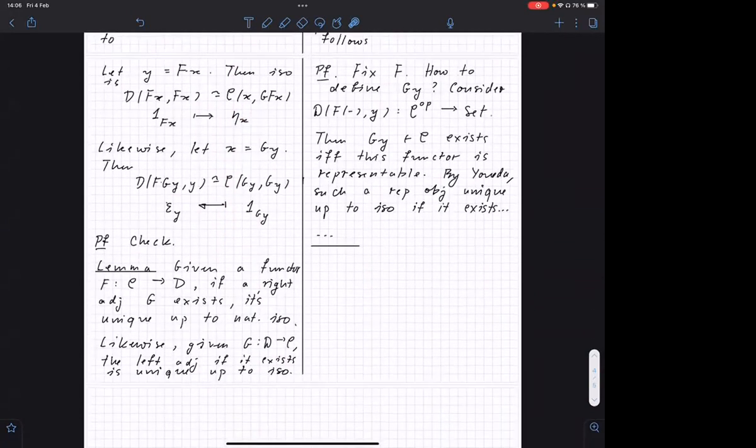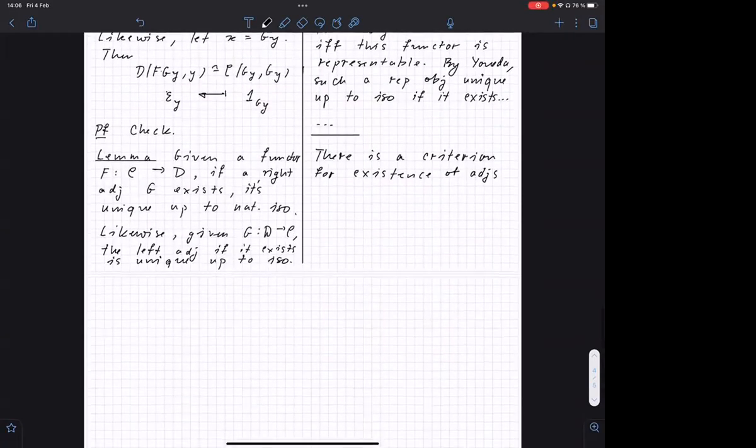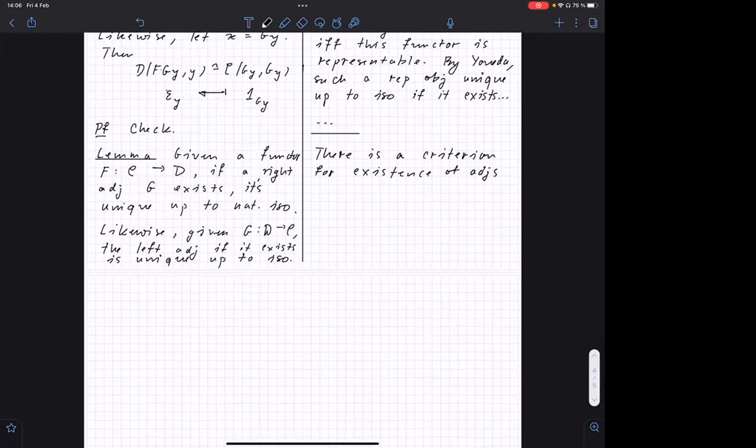There is, in general, I should mention, a criterion for existence of adjoints. This lemma just tells you if they exist, they're unique, but it doesn't tell you when they exist. There's a criterion for existence of adjoints. It's not even that hard, but it would probably take at least another lecture. So I'm not going to do it, but you should know about it. It's called the Adjoint Functor Theorem.